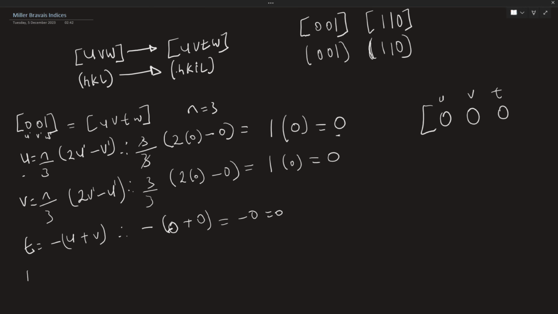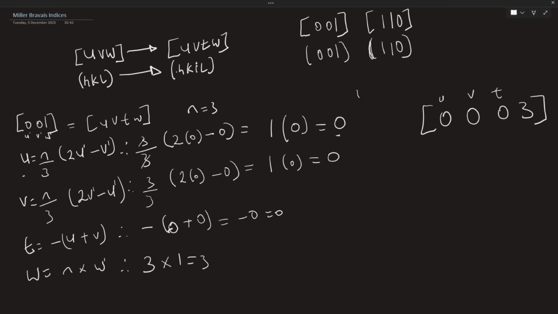Then for our w, which says n times w initial, therefore we have our n to be 3, and our w is 1, so we have equals to 3, so we have this to be 0 0 0 3.